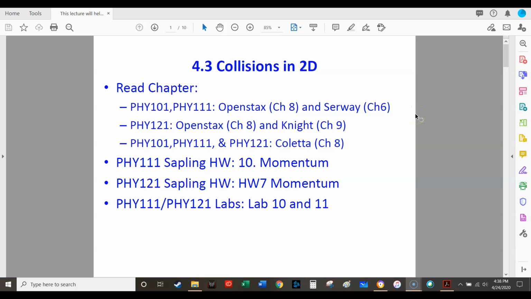Hi all, we are going to finish up with momentum with 2D collisions. This is 4.3. Please read Coletta Chapter 8 if you haven't done so. This is going to be related to Homework 10 if you're in Physics 111, Homework 7 if you're in Physics 121, and also Labs 10 and 11 in the lab book.